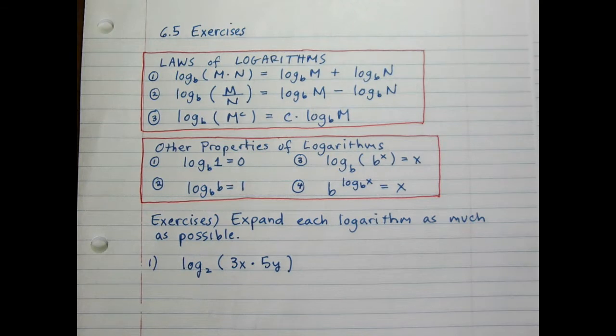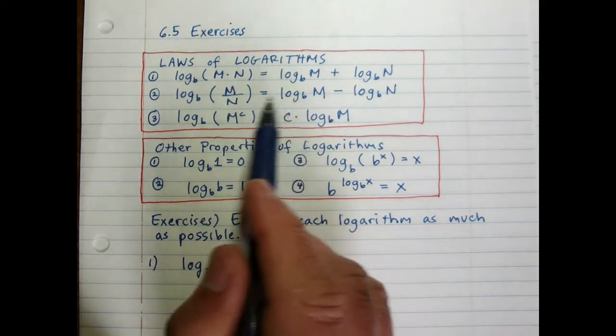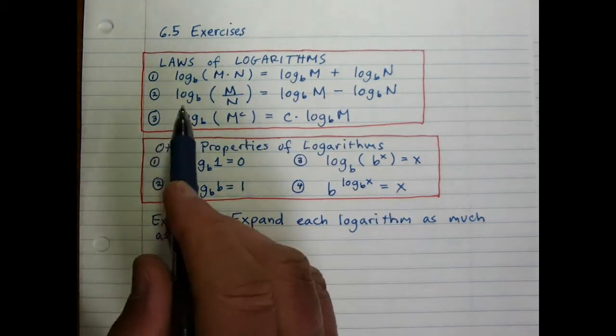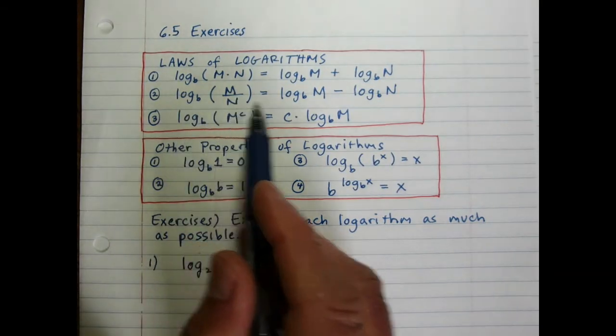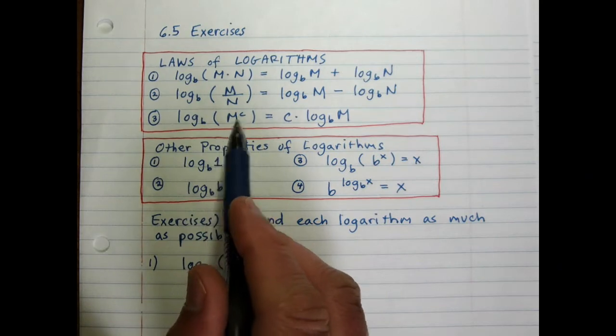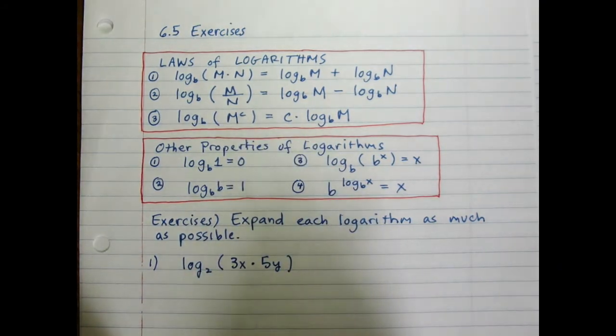So now we're going to do some exercises, some problems that involve the laws of logarithms. And I recopied the three laws here at the top of this sheet. The log of the product is the sum of the logs. Log of a quotient is the difference of the logs. Log of a number to a power is the power times the log of the number.